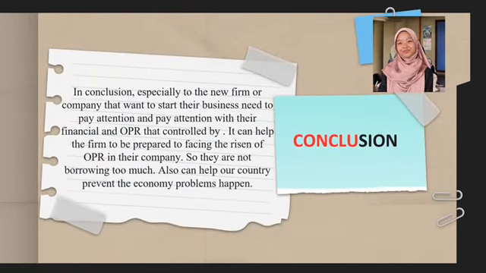Last but not least, I will talk about the conclusion of this problem scenario. In conclusion, especially for new firms or companies that want to start their business, they need to pay attention to their finances and the OPR that is controlled by the central bank. It can help the firm to be prepared to face the rising OPR, so they are not borrowing too much. Also, it can help our country prevent economic problems from happening.